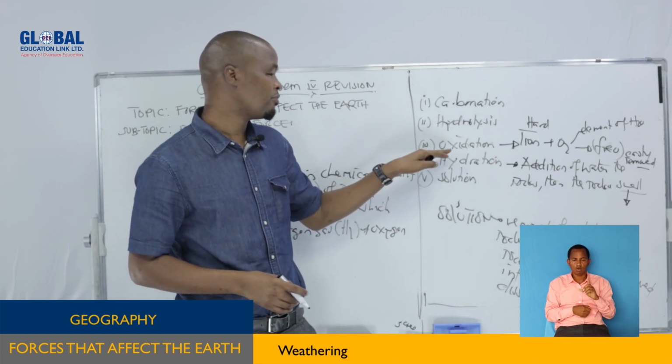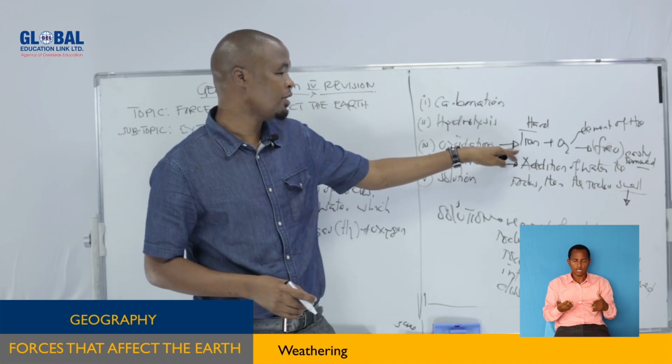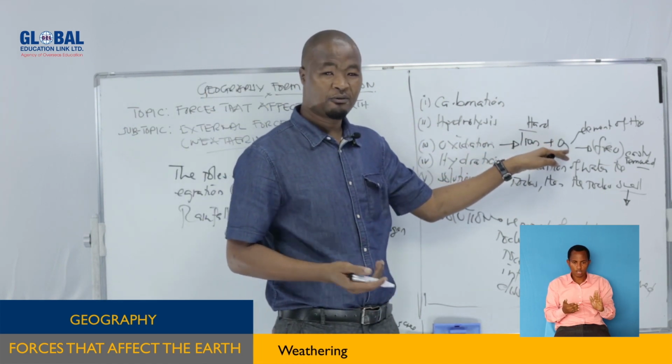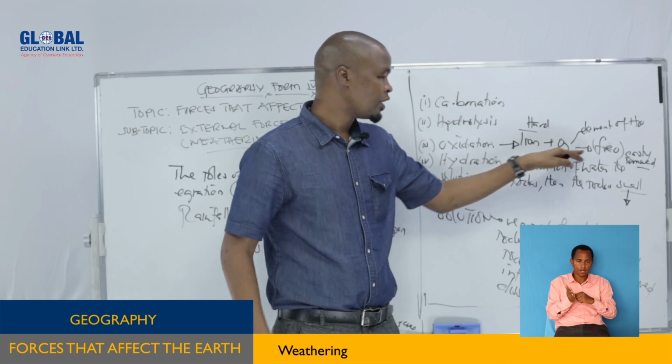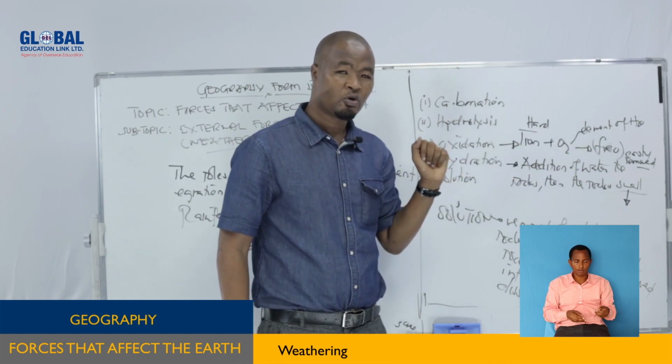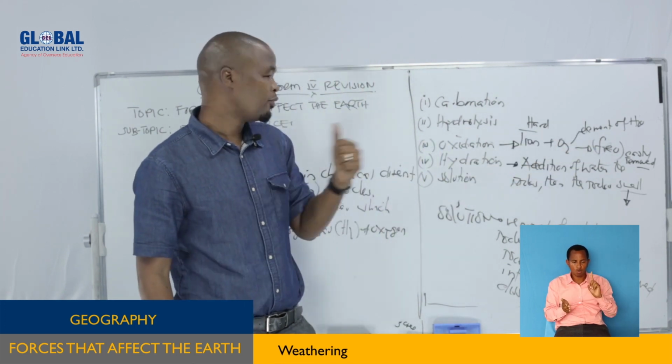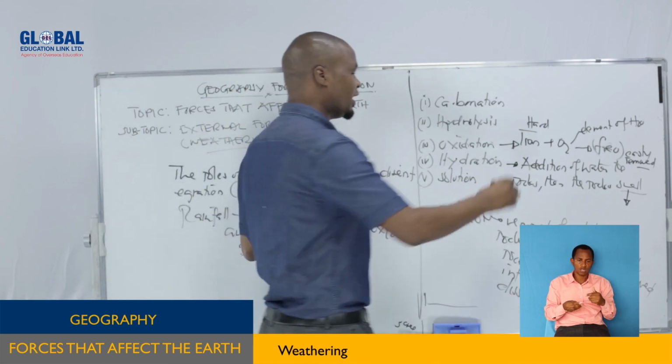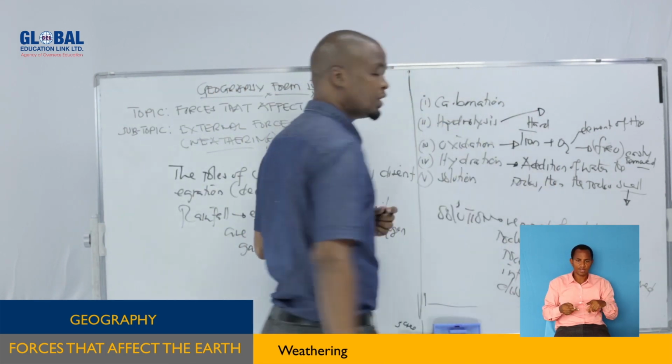Are we together? So from there, it means the rocks containing the iron mineral may react with the oxygen within the water. They may be changed into soft rock, easily removed by the erosion agent, and we call it oxidation. Then we have the hydrolysis. Listen to me very carefully.